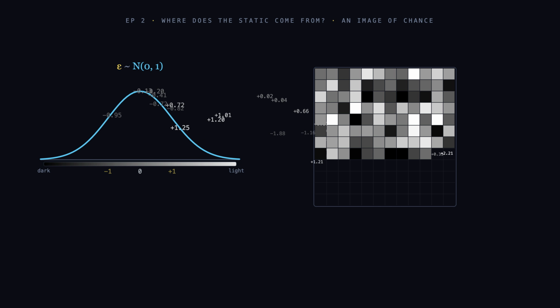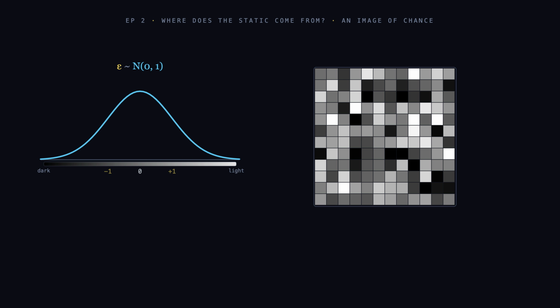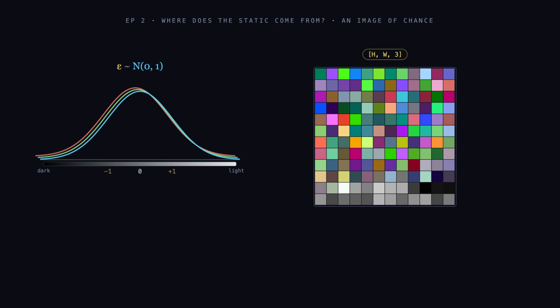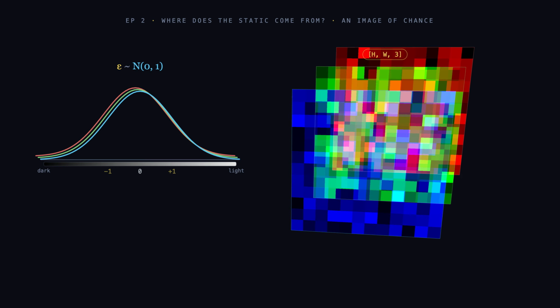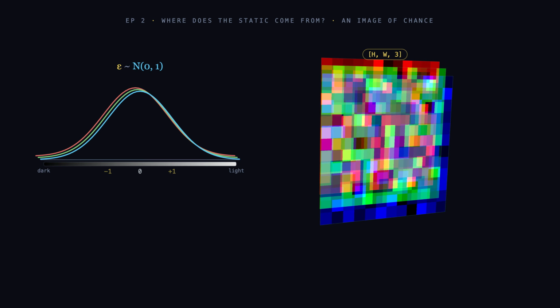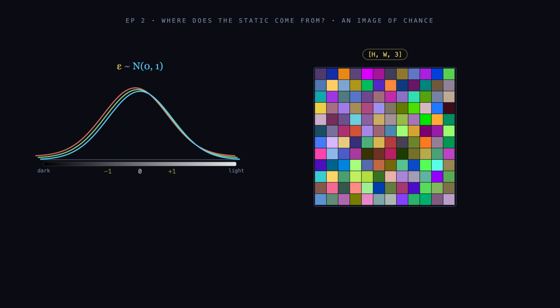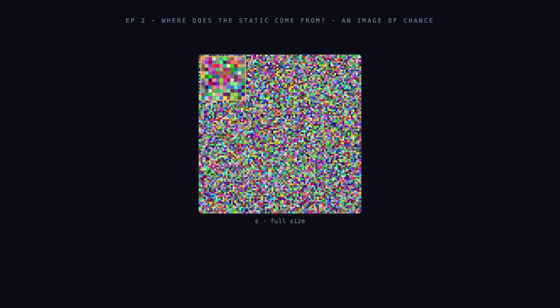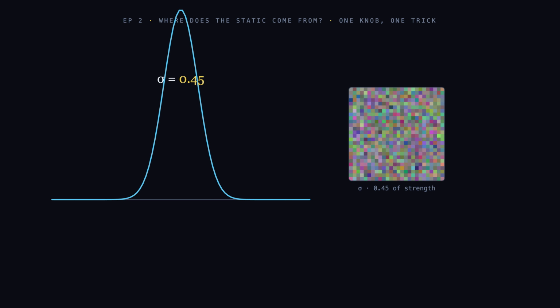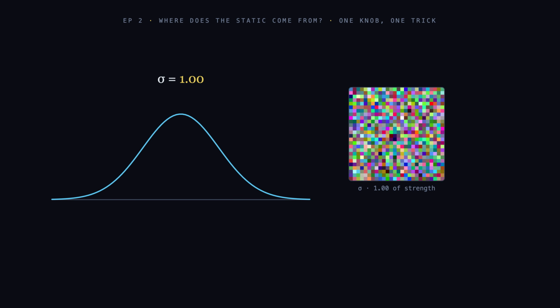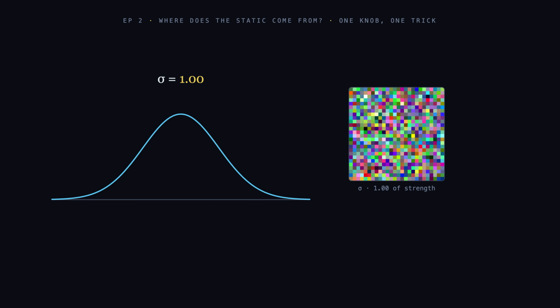For a color image, we need three samples at each position, one for red, one for green, and one for blue. These samples form three full channels with the same shape as the image. When we put those channels together, we get the colored static on screen. We call this complete noise tensor epsilon. Sigma controls the spread of the distribution. A larger sigma produces values with a wider range, which means stronger noise.